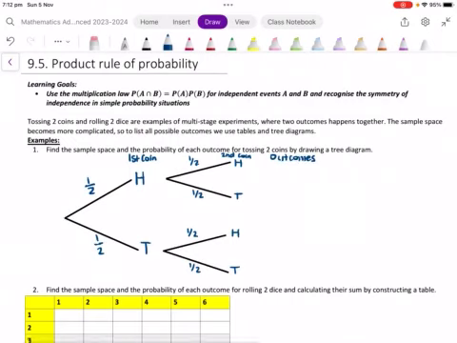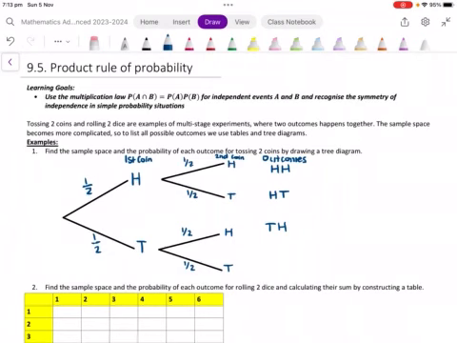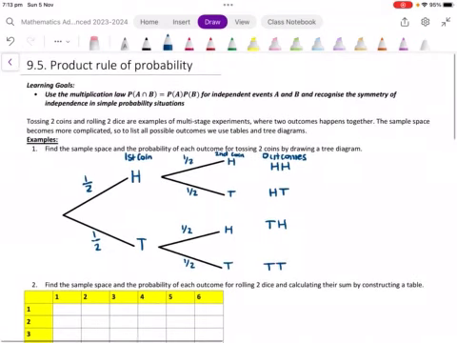With our tree diagram, we start at the very start over here, and then we make our way along the branches. So our first outcome would be HH, so 2 heads. Then we have HT, so a head and a tail. Then we have TH, so a tail and a head. And then we have TT, which is a tail and a tail.